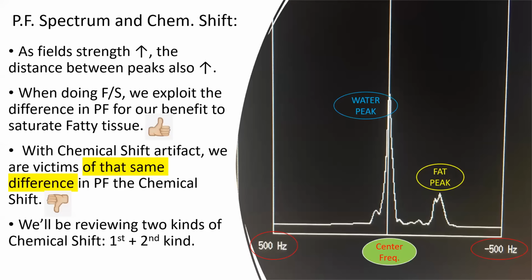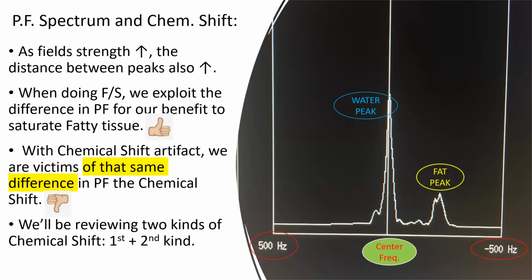So anyway, we've got fat and water peaks here. Okay, that's the chemical shift. Water is at your center frequency, and fat is halfway to the minus over on the right-hand side. As field strength increases, these two peaks get further apart. Well, if you're trying to fit all those frequencies into one pixel, it may not fit.